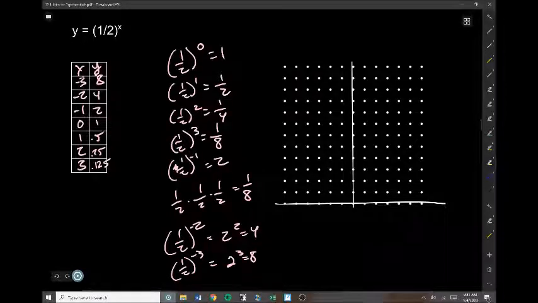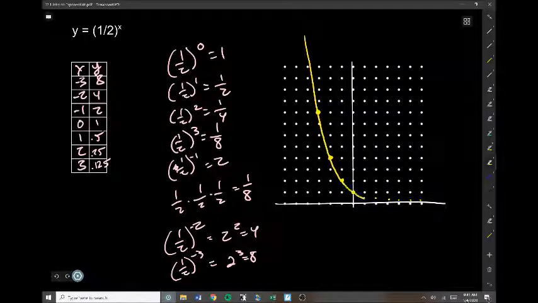I have the points -3, 8, -2, 4, -1, 2, 0, 1, 1 and 1/2, 2 and 1/4, 3 and 1/8, then 1/16, 1/32, 1/64. This has exponential decay.